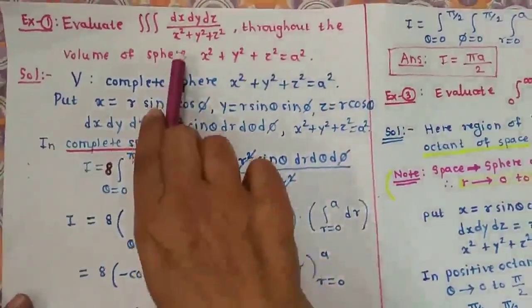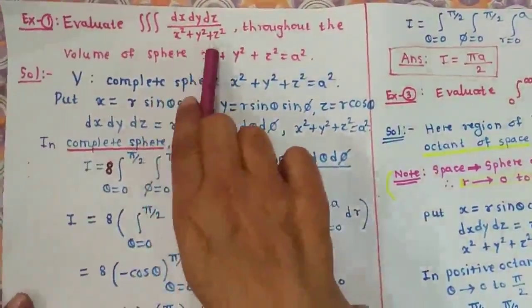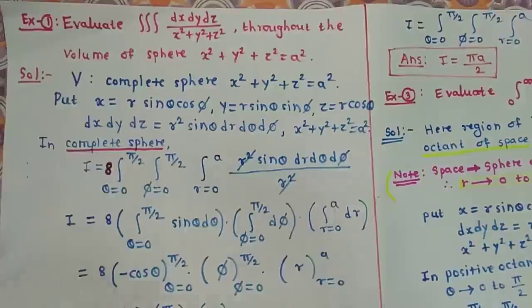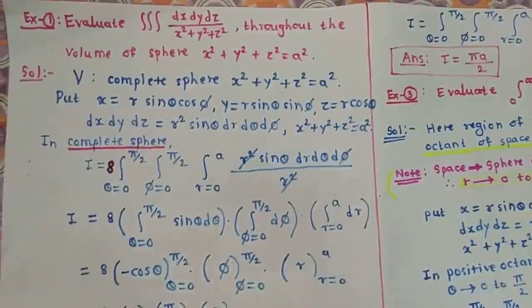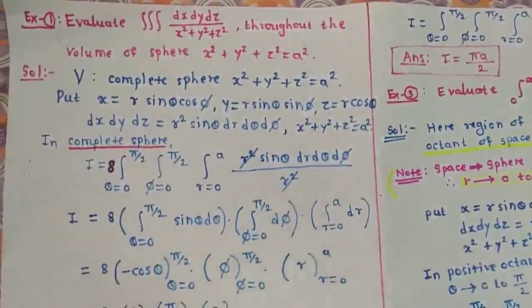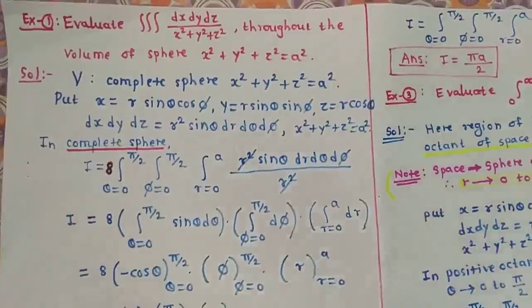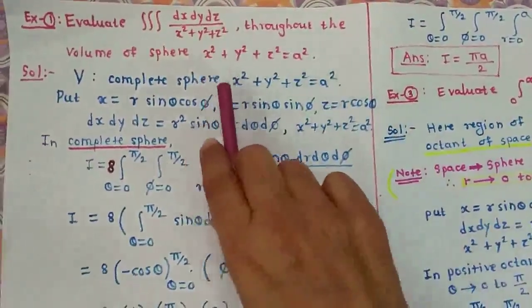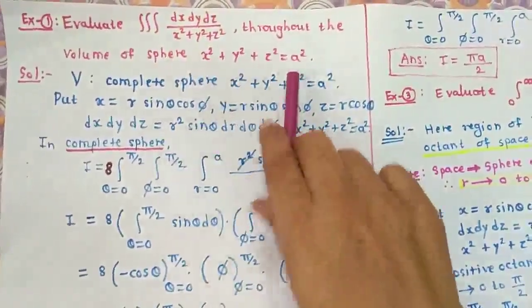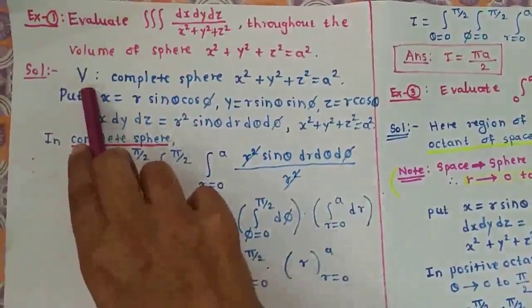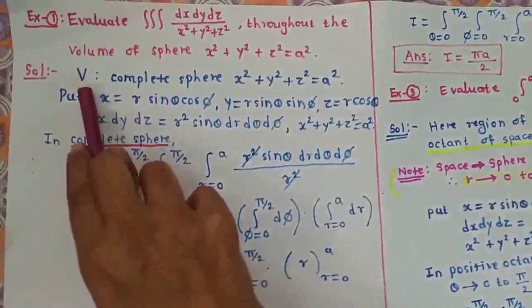Evaluate the triple integration dx dy dz upon x square plus y square plus z square throughout the volume of the sphere. Throughout the volume means here we are going to evaluate it on the complete sphere. Okay, carefully identify the region, whether it is a complete sphere, or a positive octant, or a hemisphere. So here the region is a complete sphere having radius a. First of all, we write the region of integration. You may denote it by V or R.